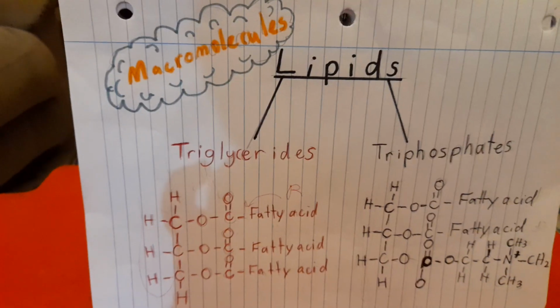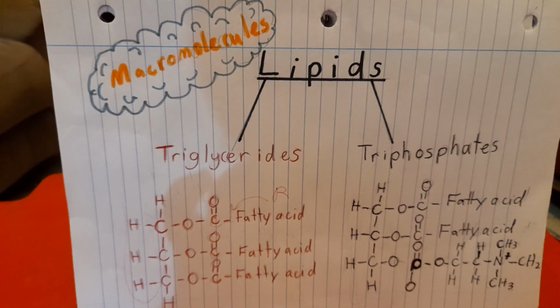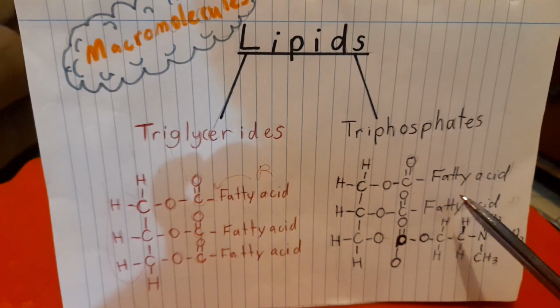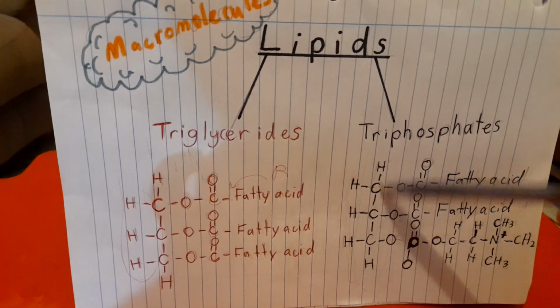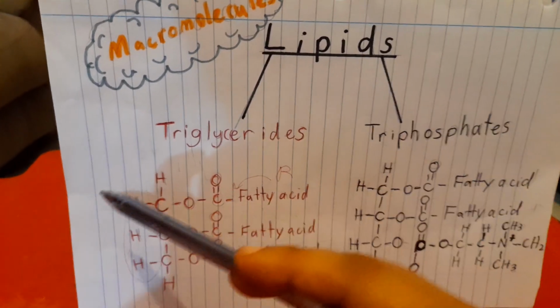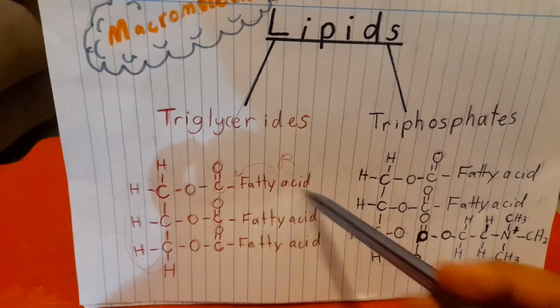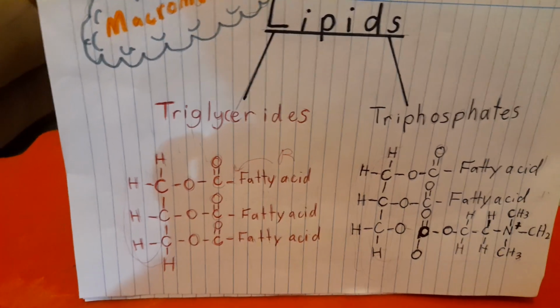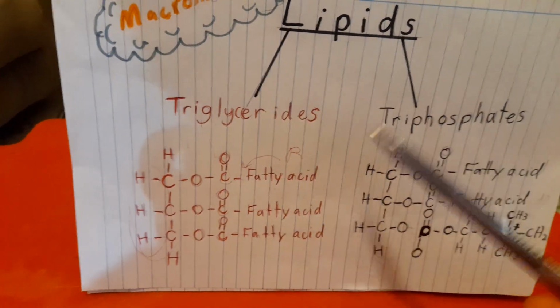So triglycerides are a type of lipid, among which there are phospholipids as well. You can see that they have a glycerol, this is it here, and they have fatty acids combined to it. Usually you might see something like an R signifying them as well.